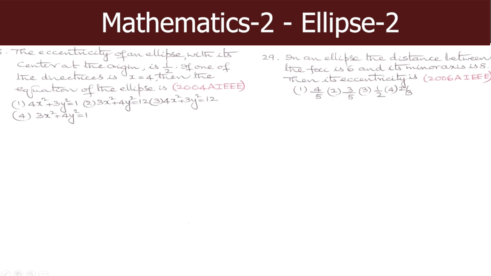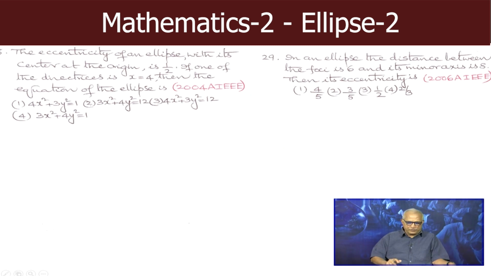The eccentricity of an ellipse with its center at the origin is 1/2. e is given to be 1/2, EAPCET paper of 2004. If one of the directrices is x equal to 4, center at the origin. You know, when the center is at the origin and major axis along the x-axis, the directrices are x equal to plus or minus a/e. So, this is of course with the positive x axis, the directrix is x equal to 4, that is a by e is 4 with e equal to half and therefore a equal to 2.